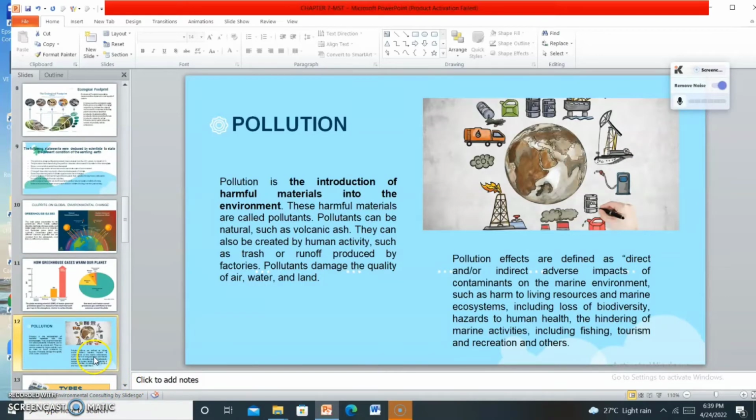The next is pollution. Pollution is the introduction of harmful materials into the environment. These harmful materials are called pollutants. It can be natural, such as volcanic ash. They can be created by human activities, such as trash or runoff produced by the factories. Pollutants also damage the quality of air, water, and land.